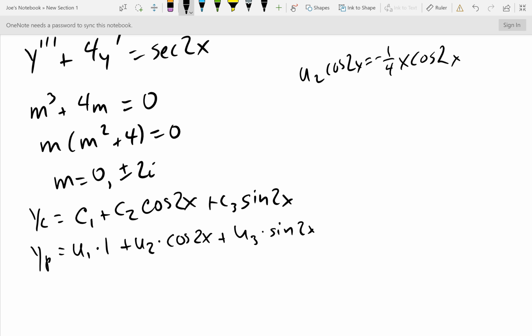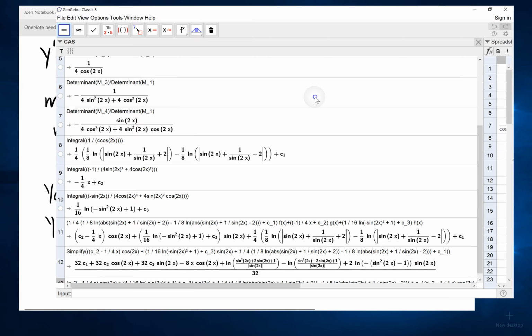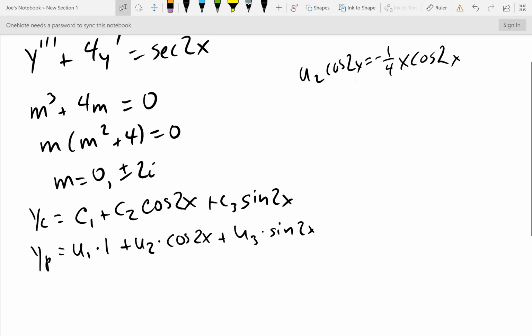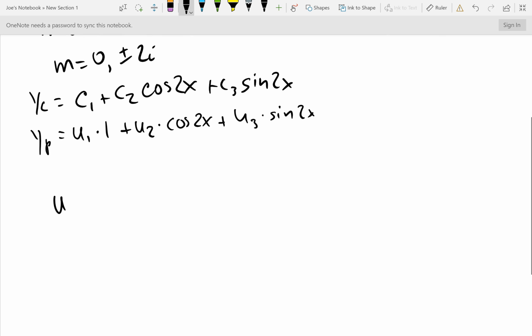All right, so let's go back over to GeoGebra again. Let's look at this piece here. Notice that we have sine of 2x times this longer expression here. Let me write that over there. So that would have been our u3, by the way. That was our u3 times sine of 2x. I apologize.